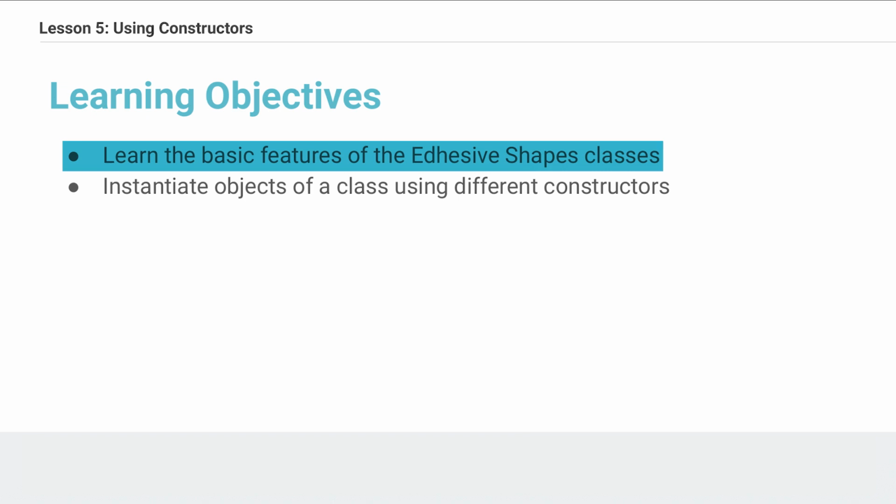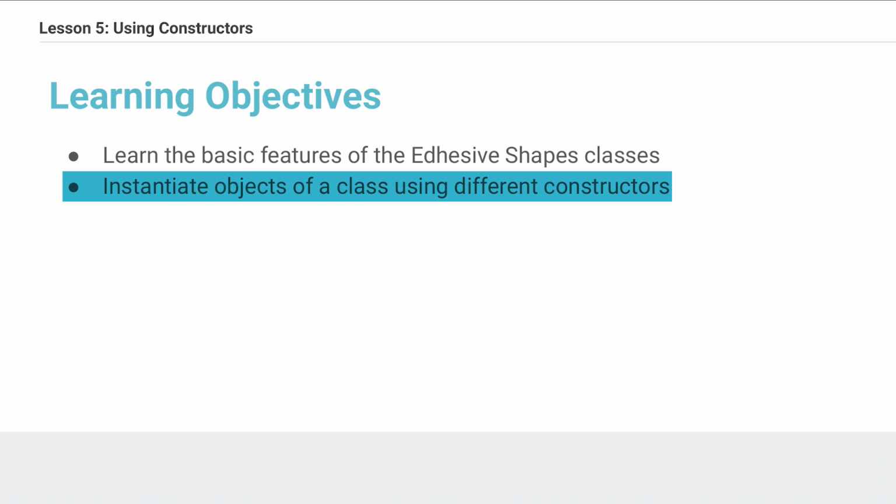All right, the Shapes classes is a package we put together to represent circles, rectangles, regular polygons, and this is going to give you a chance to work with some custom classes that might give you an idea of how you yourself later on might be able to represent real-world ideas using classes. The second learning objective here is to instantiate objects of a class using different constructors, right? Shapes are not always constructed in the same way.